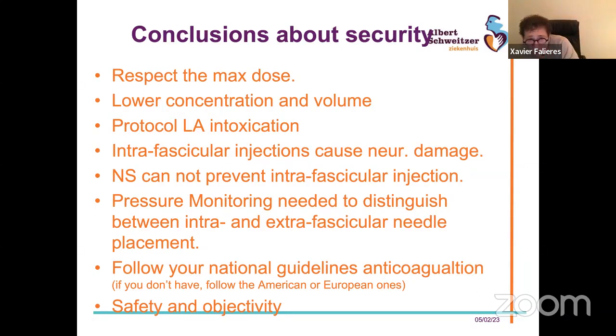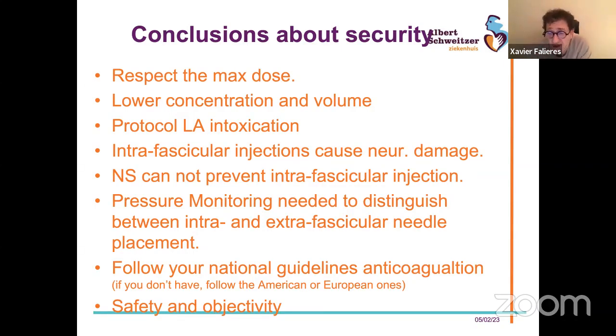The intravascular injection, that will cause damages. No stimulator, it can't prevent anything. We don't use it anymore, only in very, very deep blocks. Pressure monitoring, please use the syringe test to feel what is above 15 psi.